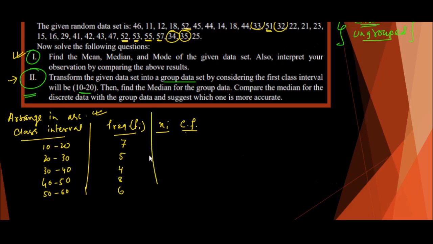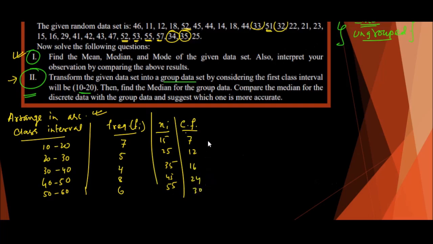So once you have this frequency part, next you consider this xi is nothing but (10 plus 20) divided by 2. Likewise you consider these mid values, so mid values are going to be 15, next 25, 35, next you have 45 and 55. Okay, once you have this, next you can calculate this cumulative frequency part. That means 7 plus 5 is 12, 12 plus 4 is 16, 16 plus 8 is 24. Okay, 24 plus 6 is 30.